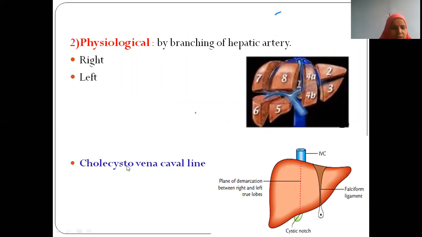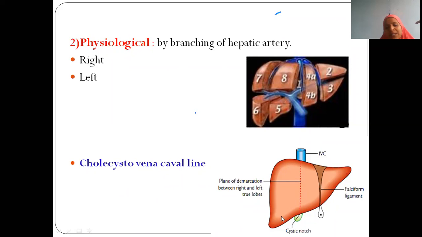Now physiologically, we have only two lobes. To draw the physiological line, we connect the inferior vena cava with the cystic notch. If you draw one line like this, anatomically the left lobe was small and the right lobe was big. But physiologically it is not like that. They are almost the same, because the line of partition, an imaginary plane, runs from the inferior vena cava to the cystic notch.